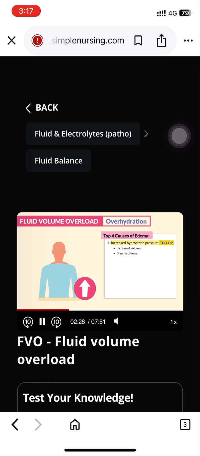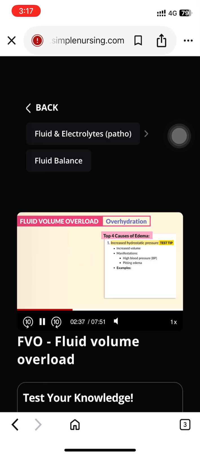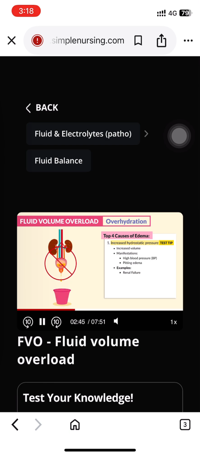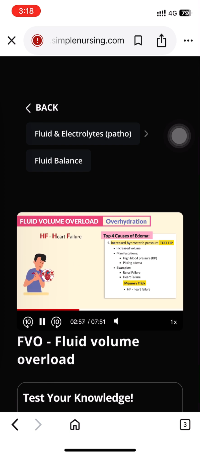So we see increased fluid volume, and the manifestation here is high blood pressure and pitting edema, basically worsening edema here. So a great example of this is renal failure, where the kidney washer machines fail to filter the blood and let excess fluid out of the body and into the potty. Another good example is heart failure, where the heart fails to pump blood forward and now it backs up in the body and the lungs. So the memory trick here, just think HF for heart failure as HF, heavy fluid all over the body.